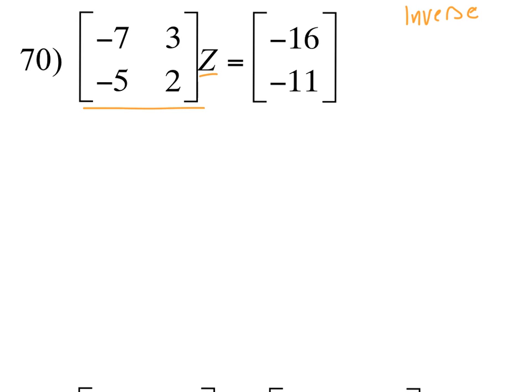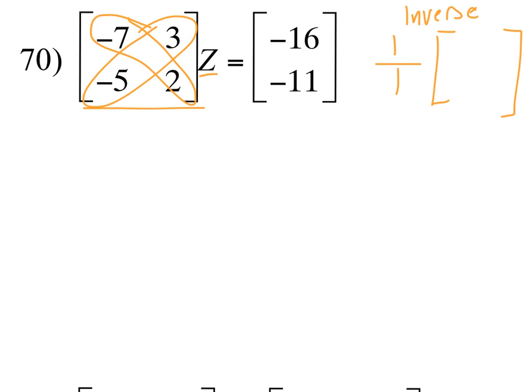We know we're going to build it as 1 over the determinant. So it's going to be negative 14 minus negative 15, which happens to be 1. That's kind of nice. And then we're going to play around with this matrix. My A and my D terms are going to switch, so that's going to become 2 and negative 7, respectively. And then my B and my C terms, or I should have said C and B, are both going to switch their sign. So we get 5 and negative 3 instead.